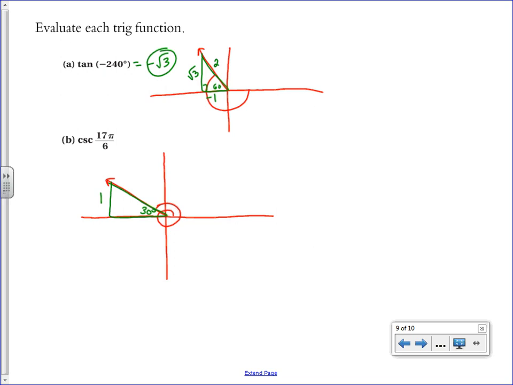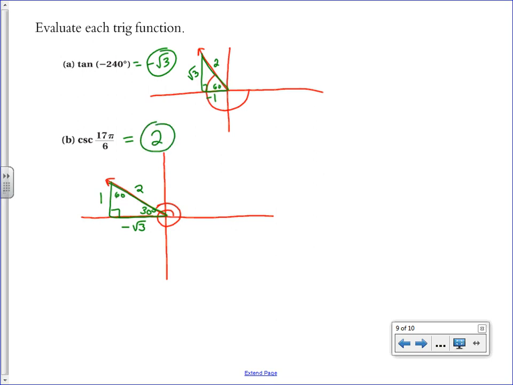The x value would be across from here. It's going to be negative this time because we're on the left. And the hypotenuse of 30, 60, 90 is always 2. Cosecant means do the reciprocal of sine. So sine would be opposite over hypotenuse, which here would be 1 over 2. And the reciprocal of 1 over 2 is 2 over 1.